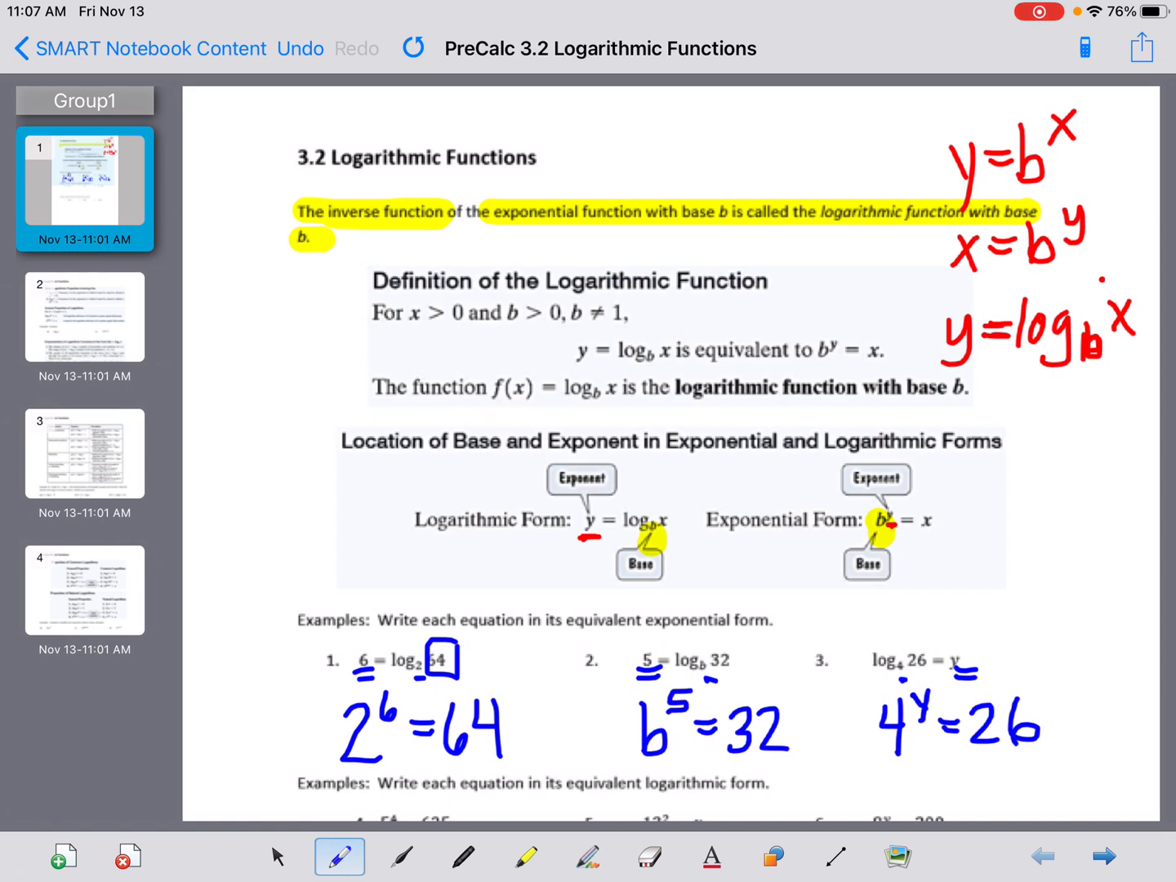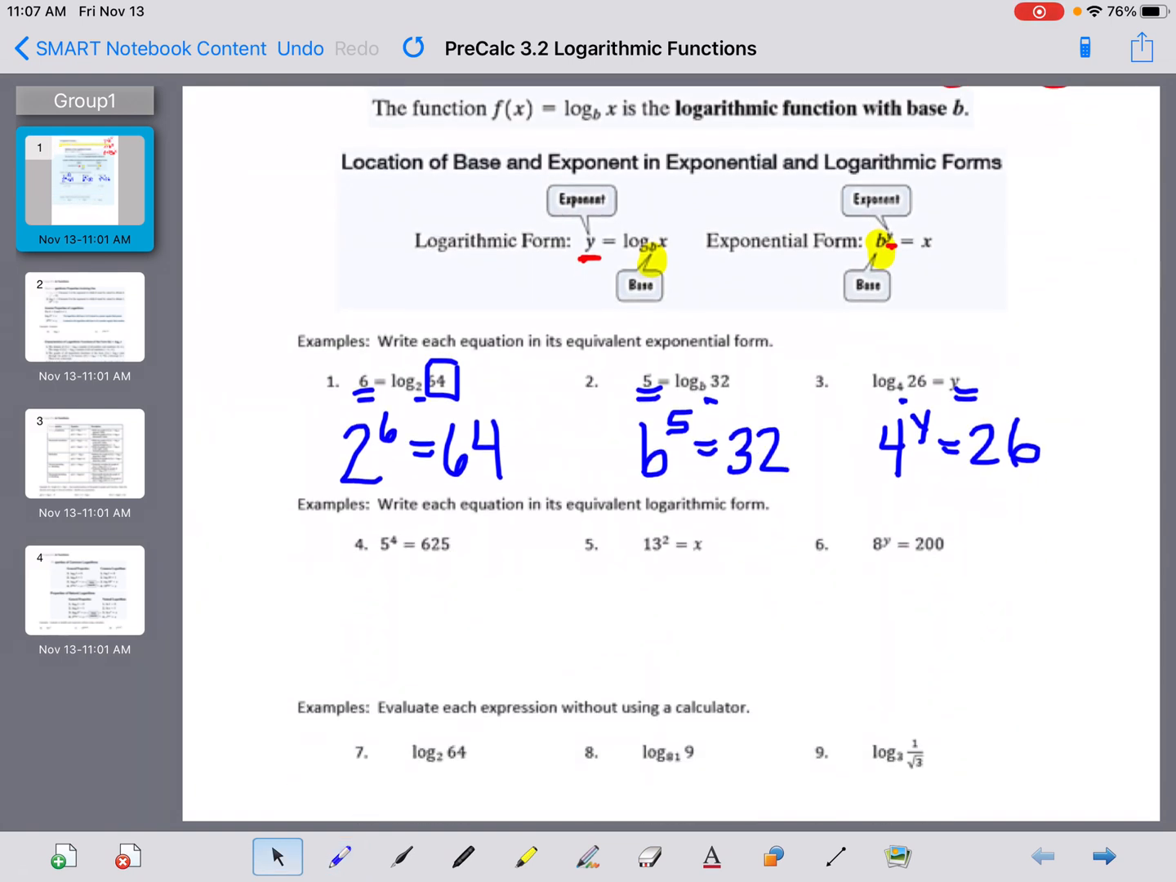But for now, I want you comfortable with moving in and out between the two forms, because sometimes one form is better than the other. We have to be fluent in moving between the two forms. Let's go on to the second row where we're actually going to do it the opposite. They're in power or exponential form, and we're going to change it back into the log form.